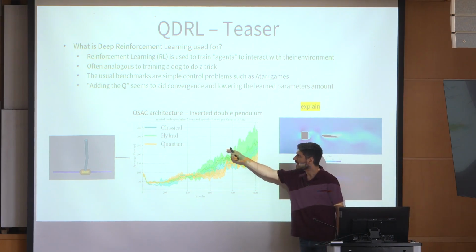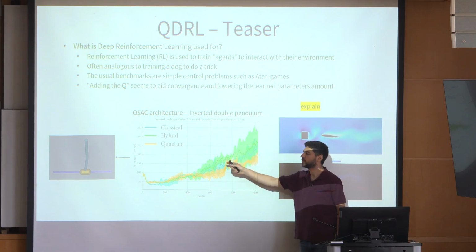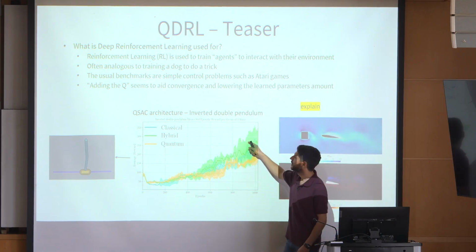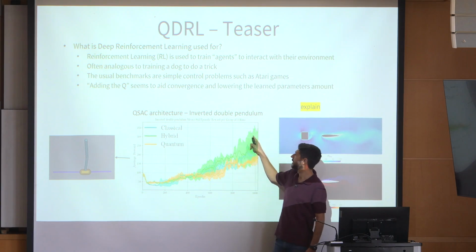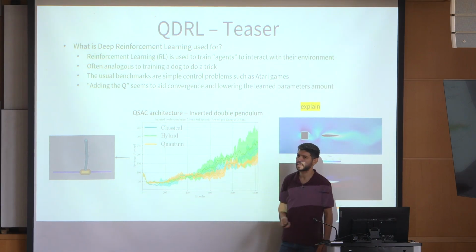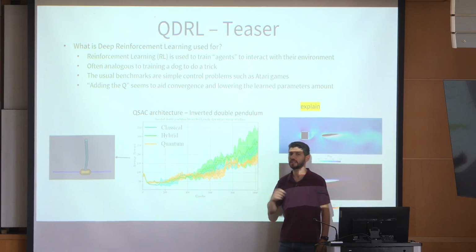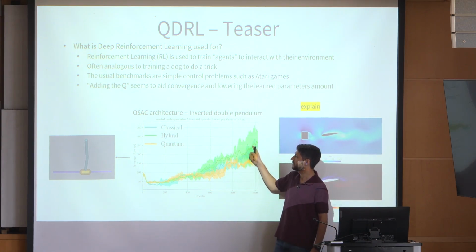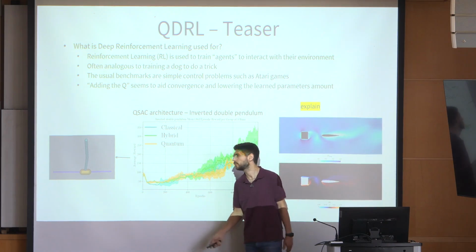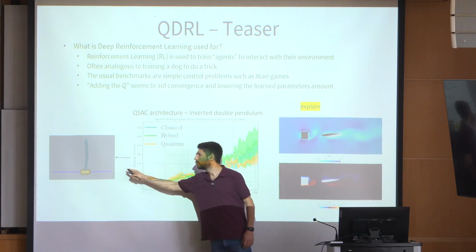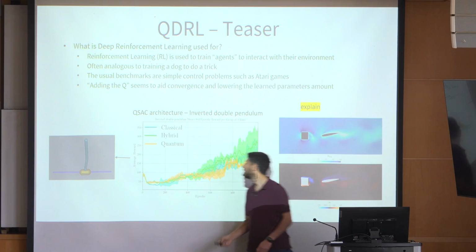The quantum soft actor critic is the newest one we tried. You can see that the hybrid one, which consists of 2 critics, one classical, one quantum, performed best among the classical and the quantum, for this kind of a solution.